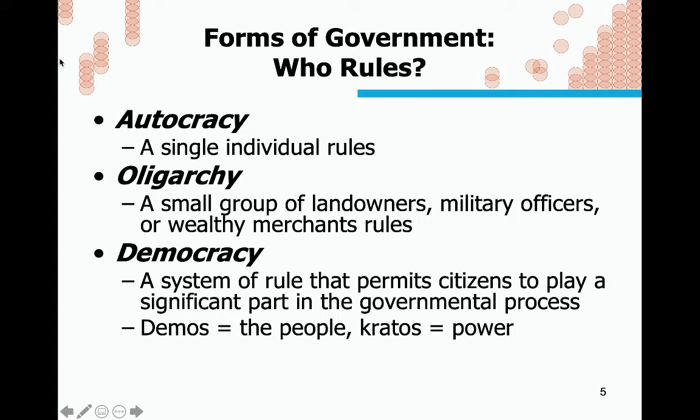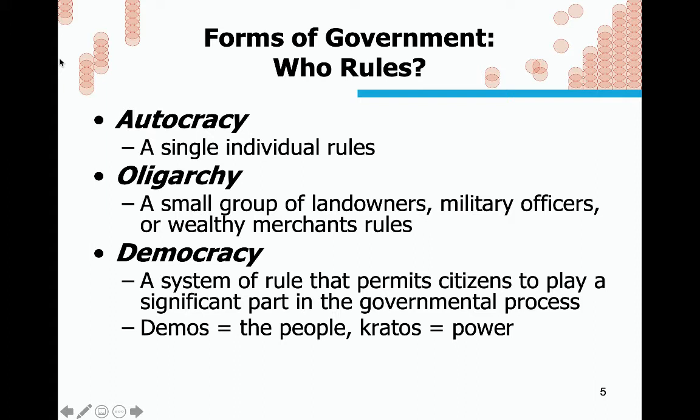We could talk about an autocracy, which is the rule by one single individual, say like the dictator of North Korea. We could talk about oligarchies, which are small groups of landowners, military officers, or wealthy merchants who rule a country. The country we often think about when we hear the word oligarchy over the last 20 years has been Russia, post-Soviet Russia. A small group of folks have been able to pretty much control the system under Vladimir Putin, the president, if you will, air quotes.